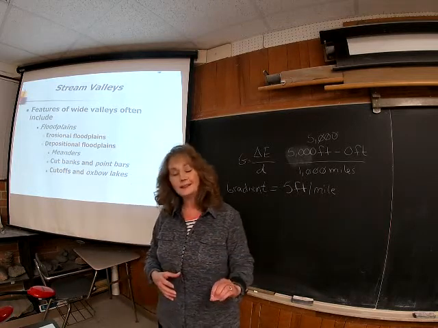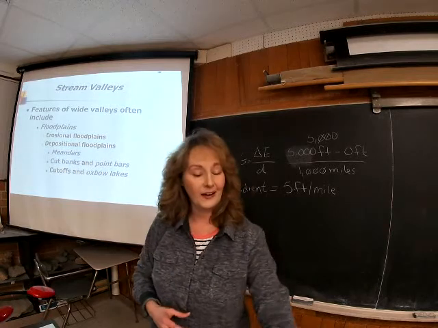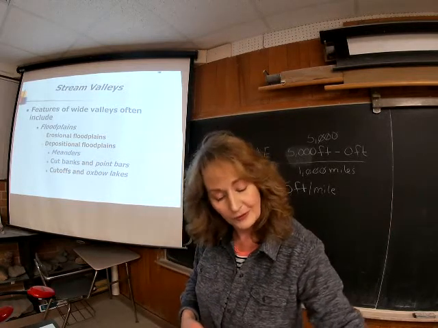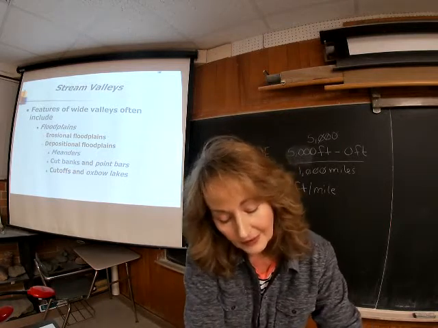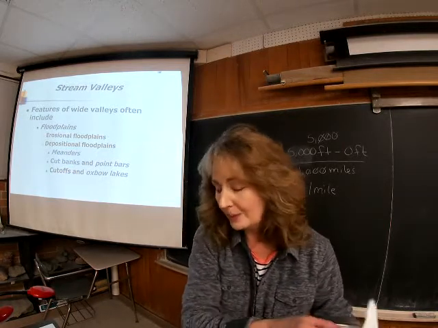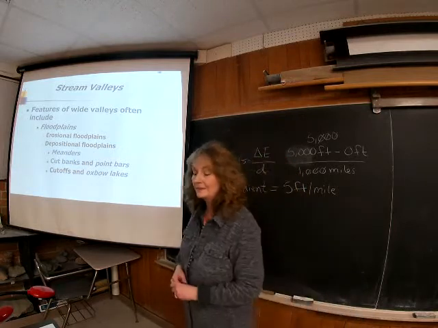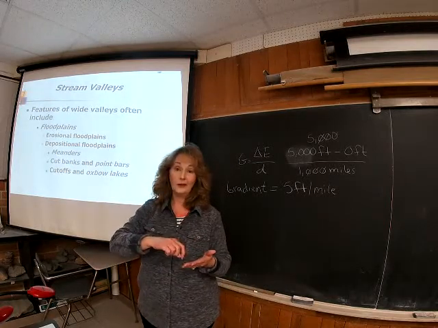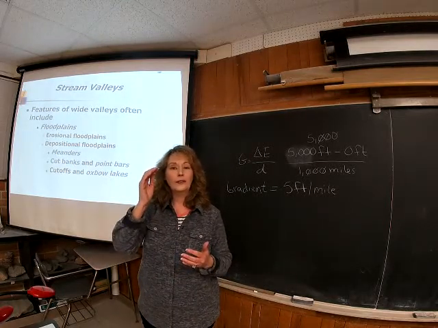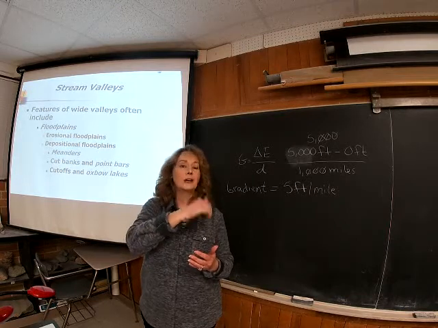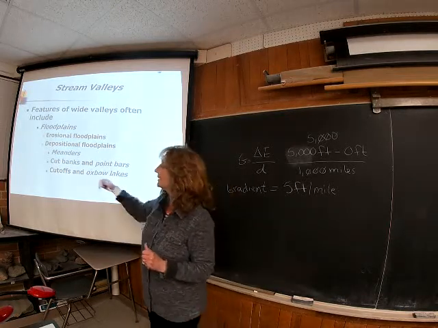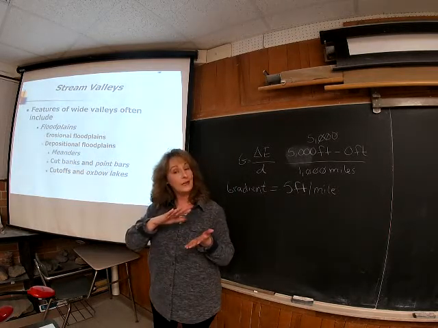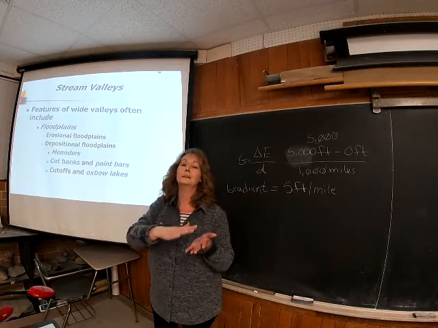Things we call cut banks and point bars. I think they'll have a picture for us in your PowerPoint, but I had another one as well. Cut banks and point bars. Cut banks are erosional, where the velocity of the stream is higher and it's going to cut into the sediment. A point bar is where the velocity dropped off a bit and now we're depositing some material.